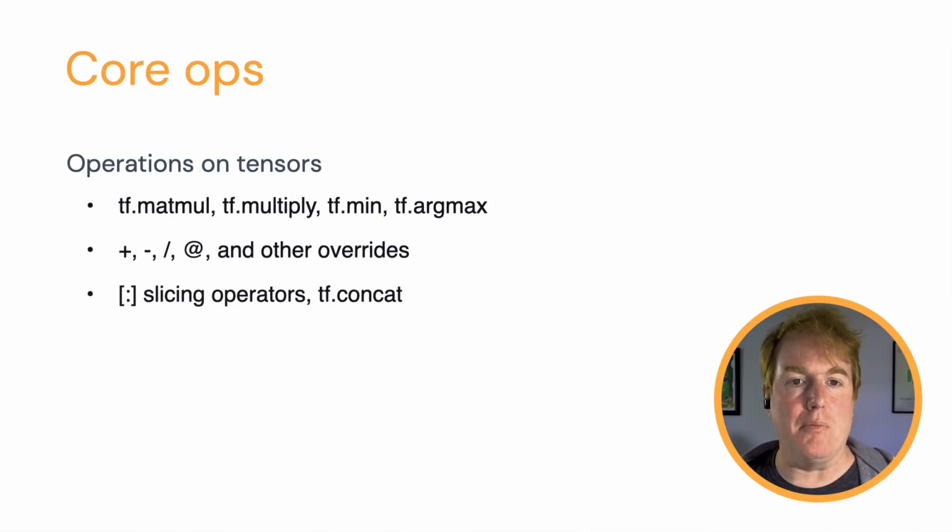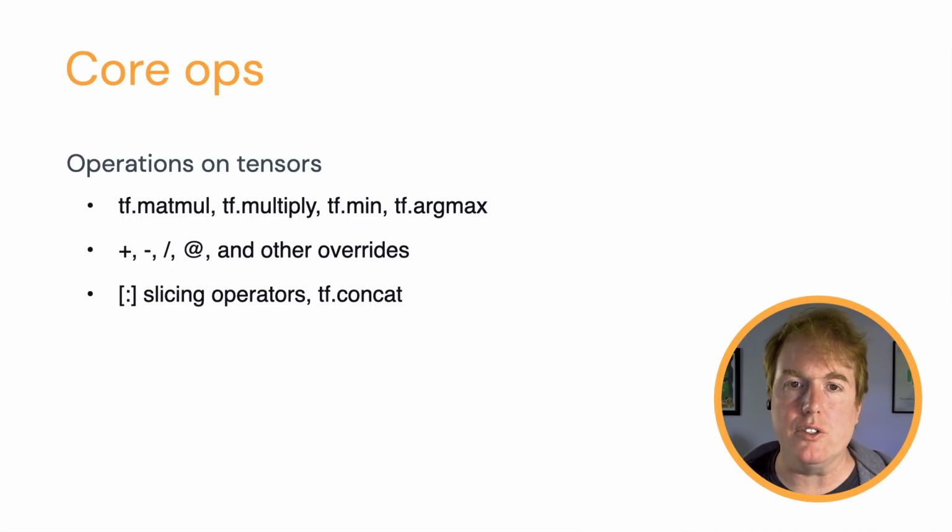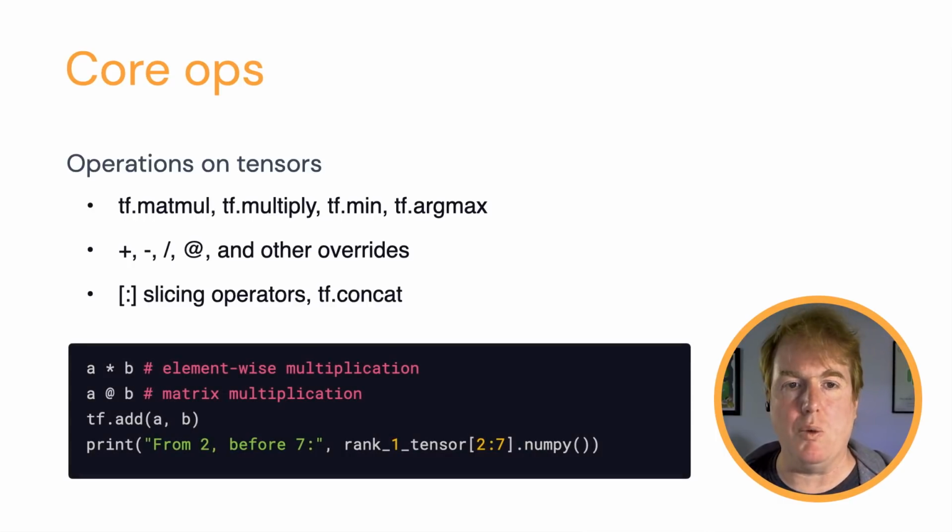You can then do math on them as you'd expect using overrides, and the results execute immediately. So we have matmul and min, argmax. We have various overwritten operators, like at and plus and minus. And we have slicing operators that you might find in something like NumPy, or concat to squish two tensors together. We can look at how that looks in code. Element-wise multiply, matrix multiplication, element-wise addition without the operator overload, and even some slicing. Normally when you call these, they just return the results right away, so it should feel very Pythonic.